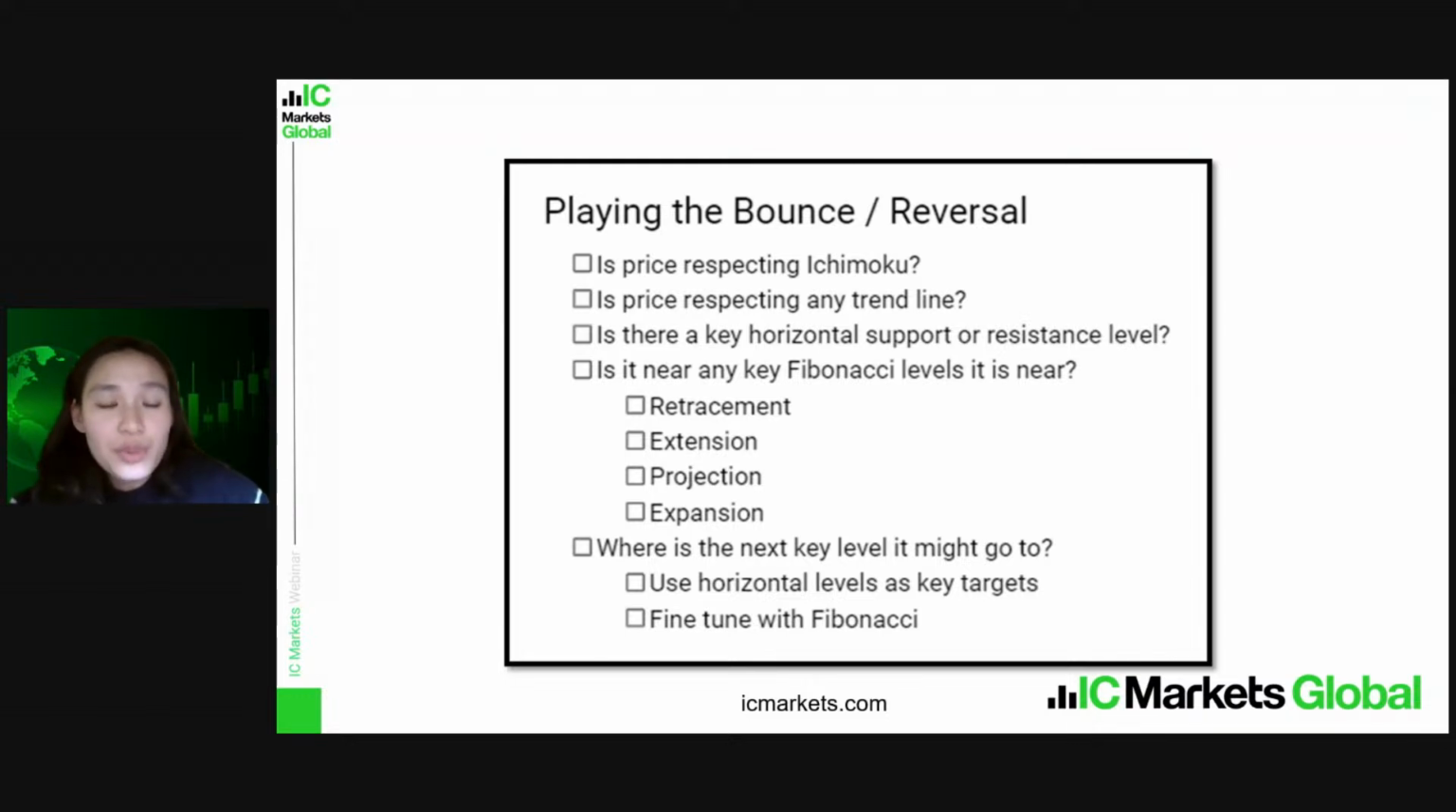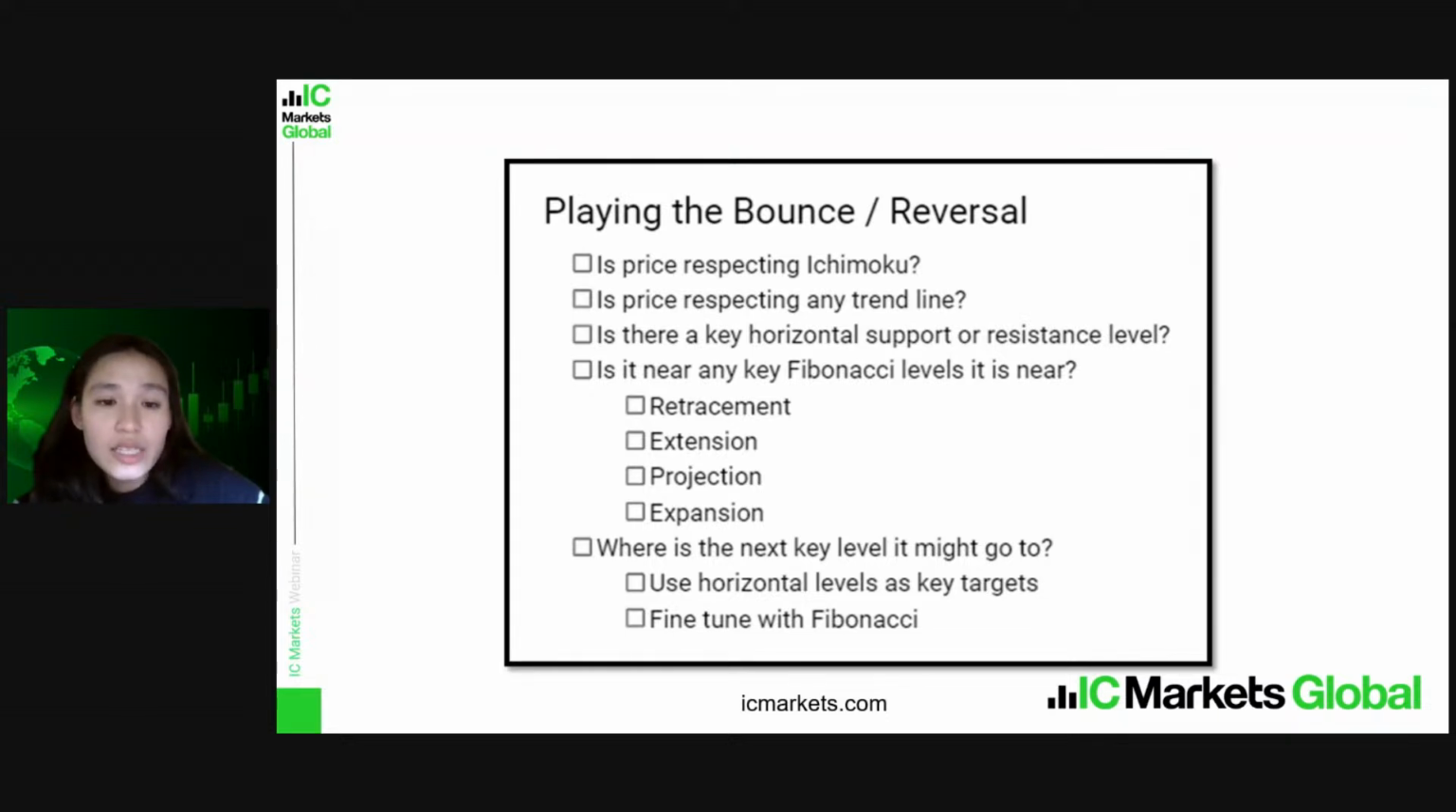Firstly, is price respecting the Ichimoku? If price moves above the Ichimoku cloud, it is giving us a bullish signal, and if price moves below the cloud, it is a bearish signal. Is price respecting any trend line? Next, is there a key horizontal support or resistance level?